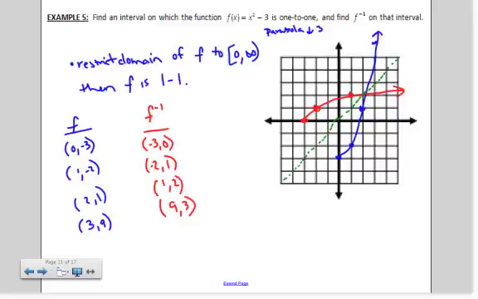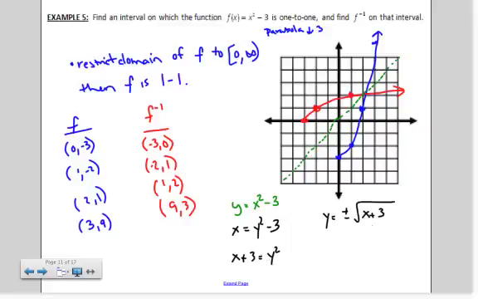Now, it says to find f inverse, so what we need to do is actually find it. So y equals x squared minus 3, and we do what? Swap! So we have x equals y squared minus 3, and solve for y. So x plus 3 equals y squared. Square root. But wait, let's write the proper thing. Y equals, let's do the proper math, plus minus square root of x plus 3.